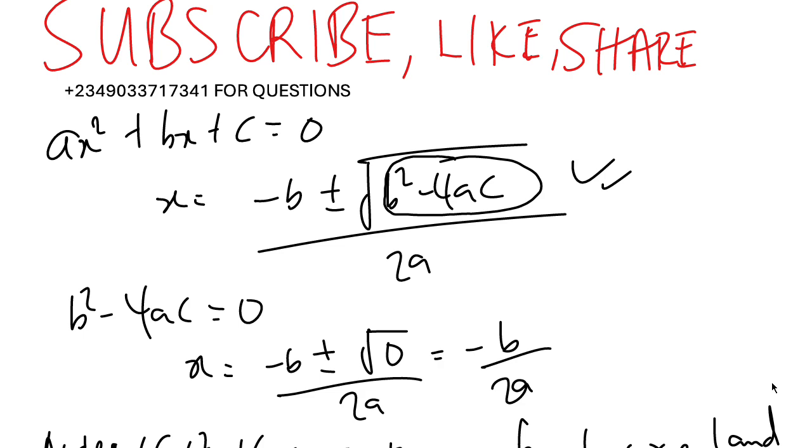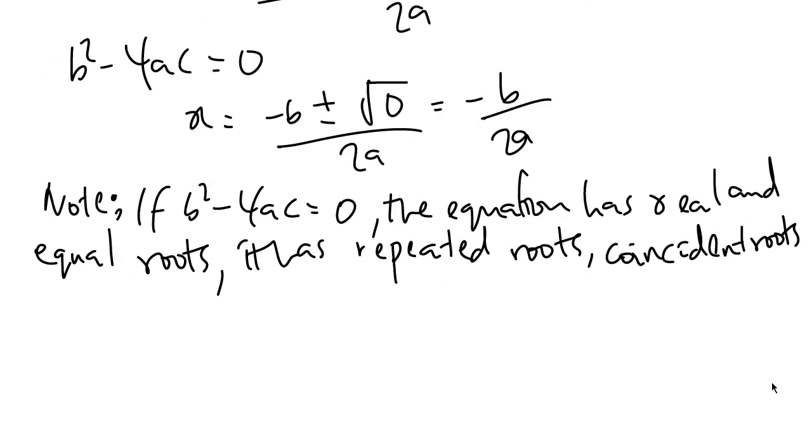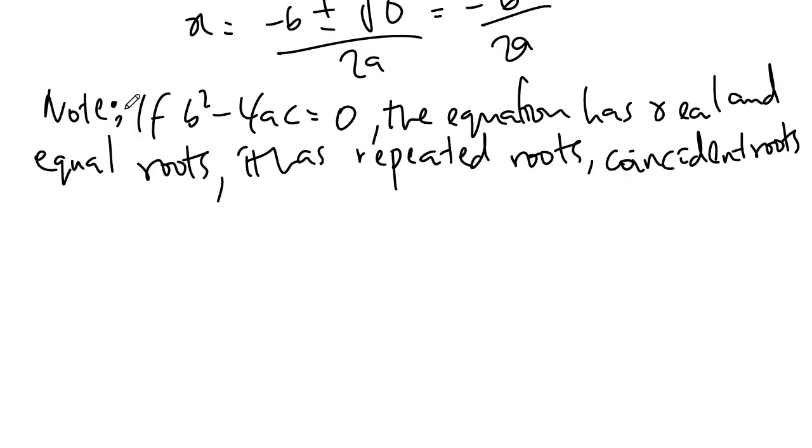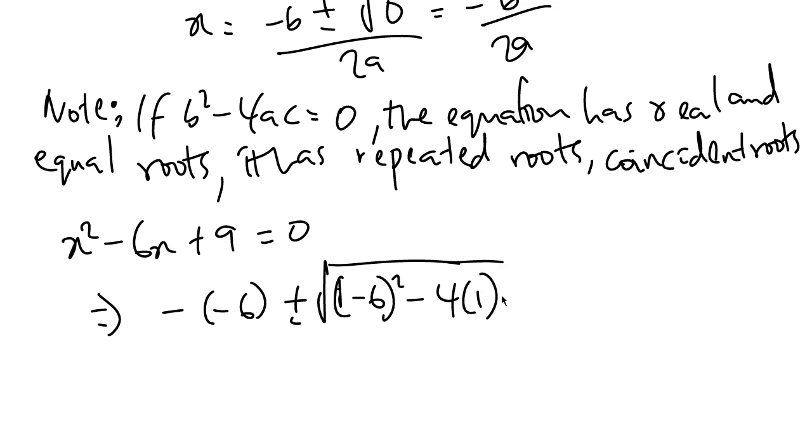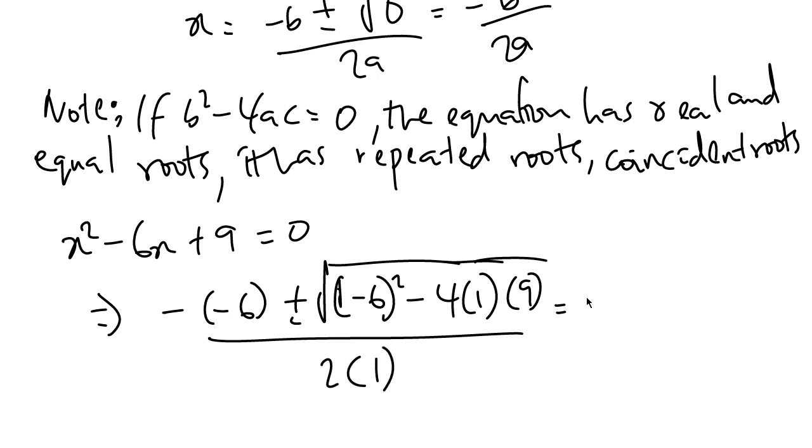it implies that the equation has equal roots, just like in the case of x squared minus 6x plus 9 equal to 0. If you want to solve this using the quadratic formula, all you have is negative negative 6 plus or minus square root of negative 6 squared minus 4 times a, which is 1, times c, which is 9, all over 2 times 1, that's 2a.